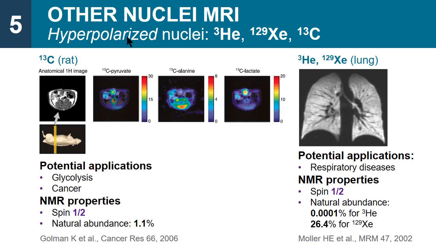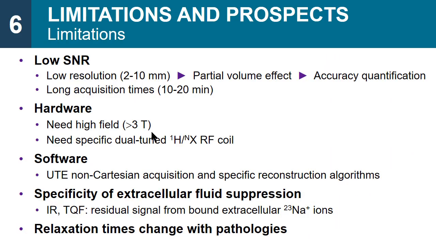And there's a lot of studies on hyperpolarized nuclei like helium and xenon to get information about lung respiratory disease, or the carbon-13 to get some like pyruvate or lactate. People do it in vivo in humans now too.